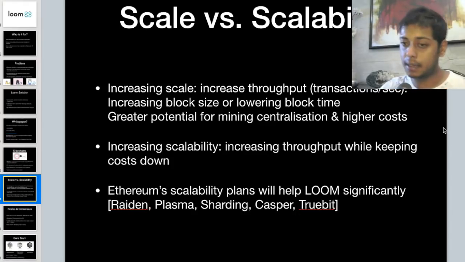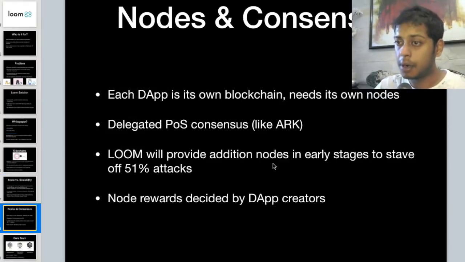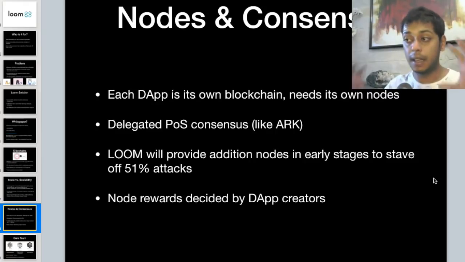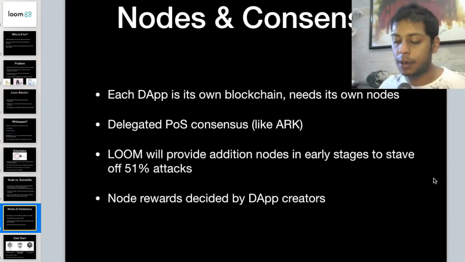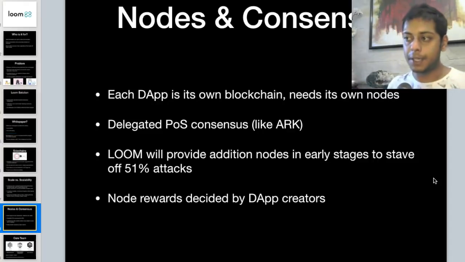So let's look at these side chains a little bit more, because what you need to remember first off is each decentralized application is on its own blockchain. Therefore, if it's its own blockchain, each blockchain needs its own nodes in order to verify things on the network. So each sidechain can choose the consensus that it wants to implement. Currently, the Loom consensus is a delegated proof of stake. So that means that you need a few people who have a little bit more power in the system in order to ensure that the system is not taken over by malicious actors.